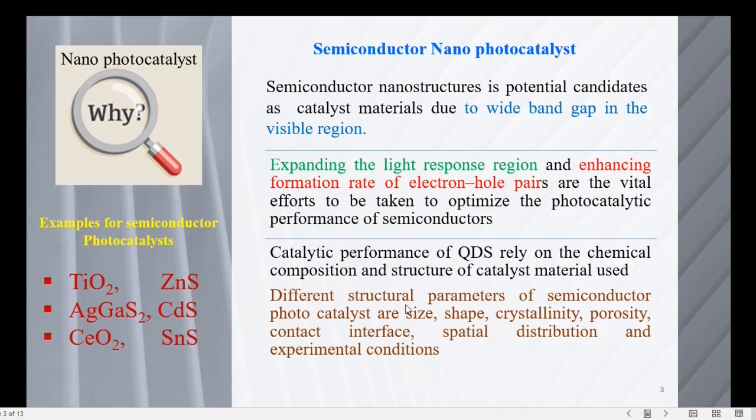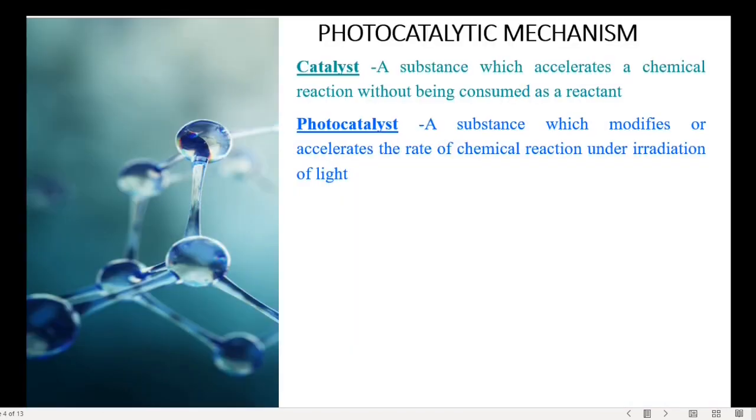The different structural parameters of a semiconductor photocatalyst are size, shape, crystallinity, porosity, contact interface, spatial distribution and experimental conditions. A few examples of semiconductor photocatalysts are titanium dioxide, zinc sulfide, silver gallium sulfide, cadmium sulfide, cerium dioxide and tin sulfide. Now let us move on to the photocatalytic mechanism.